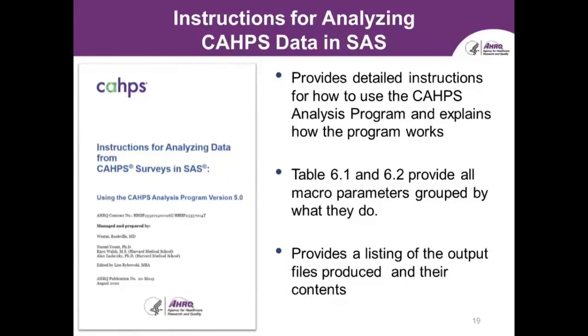There are two tables. Table 1, which is 6.1, has the required parameters. It lists those 6 parameters I just went through that are required and what options you have for each one of them. So the var type, what is 1 equal? What is 2 equal? What is 3 equal? It spells it out so you know exactly what you need to specify for the most basic run. And then table 6.2 provides all the optional macro parameters for weighting and for case mix.